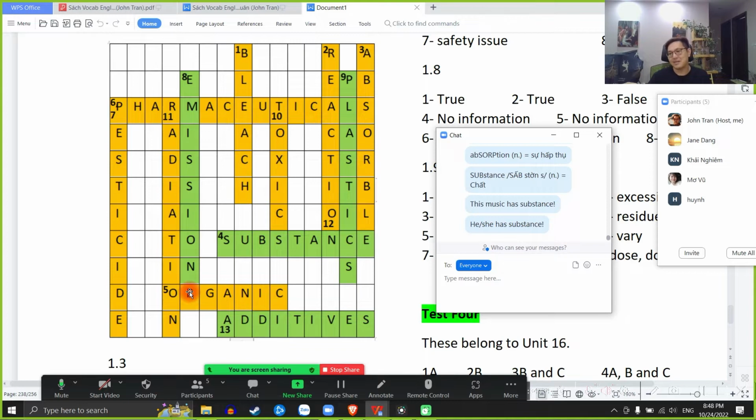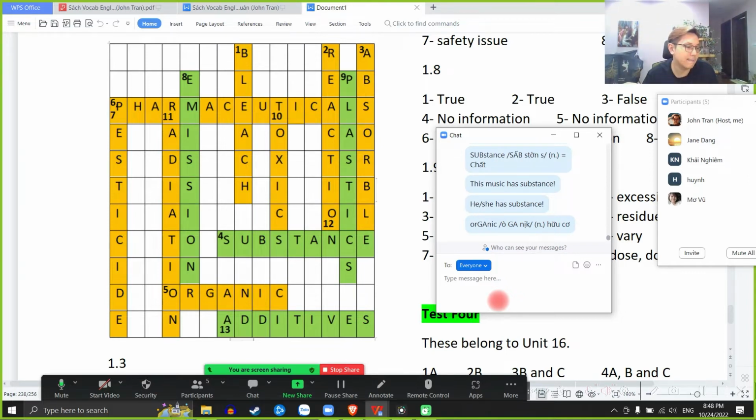Okay, number 5, where's number 5? Organic. Một cái mà tự nhiên, tức là nó hữu cơ. Organic. Hữu cơ tức là tự nhiên. So organic, it means natural, and it's not man-made, không phải do con người tạo ra.